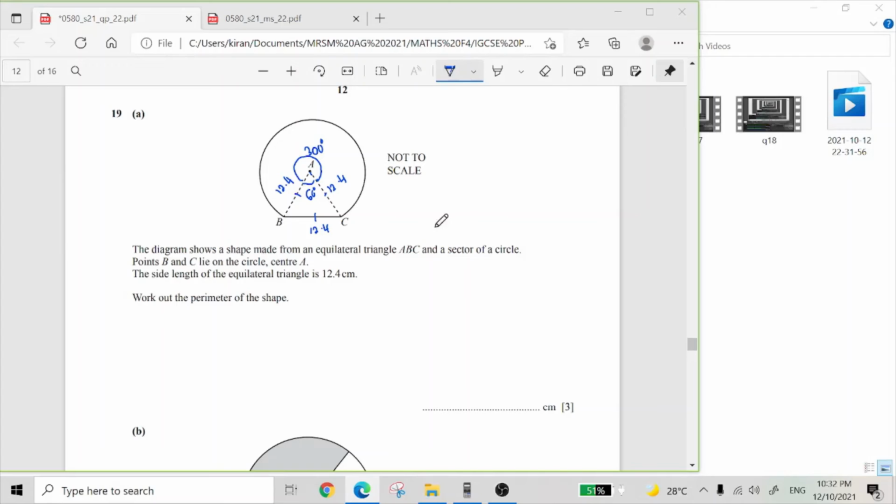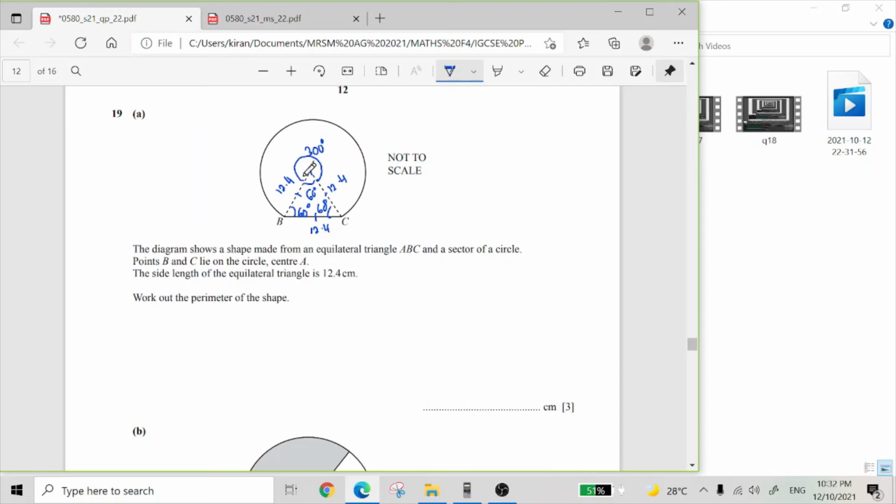Okay, the diagram shows a shape made from an equilateral triangle, this part, and also a sector of a circle. Point B and C lie on the circle at the center E. Now the side length of the equilateral triangle is 12.4. Since this is an equilateral triangle, we have 3 same sides. And we know that for the equilateral triangle, the angle for each vertex is 60 degrees. Work out the perimeter of the shape.